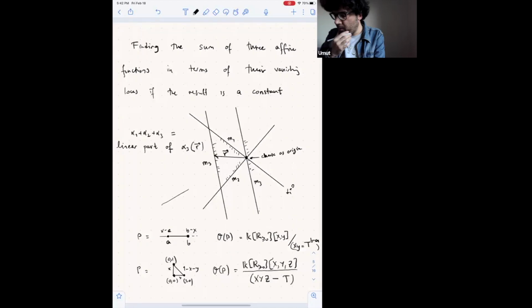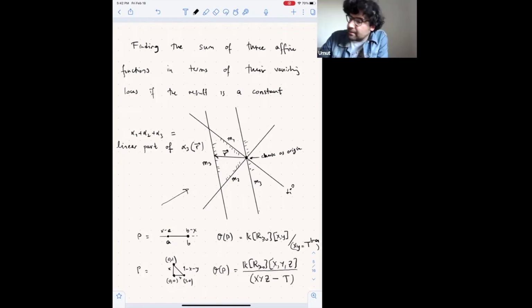Okay, so maybe I can skip this one. This is just some geometric interpretation of how you can take three affine functions such that the result is a constant, and how you can geometrically compute that constant. Okay, so let me skip that. Let me just do some examples. So let's consider R, and take the convex rational polytope, which is just the interval from a to b, the one that I considered.